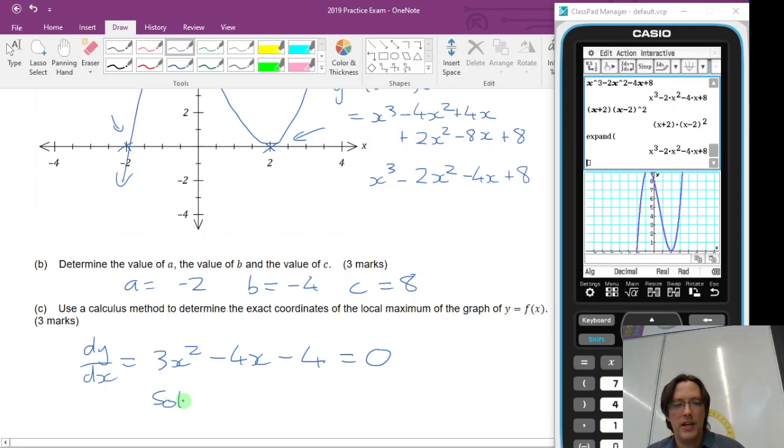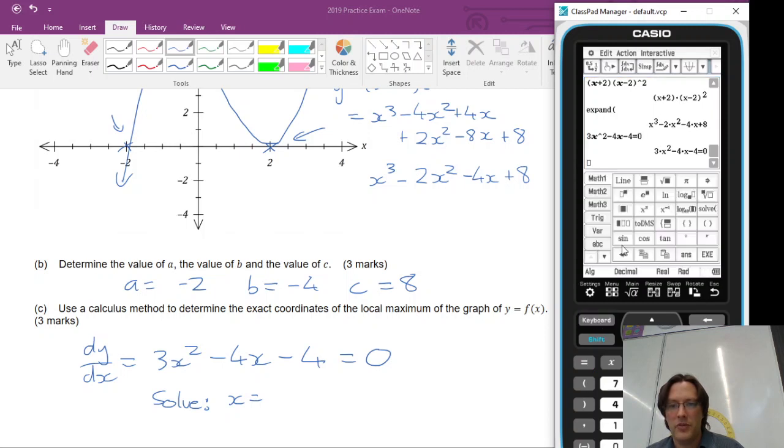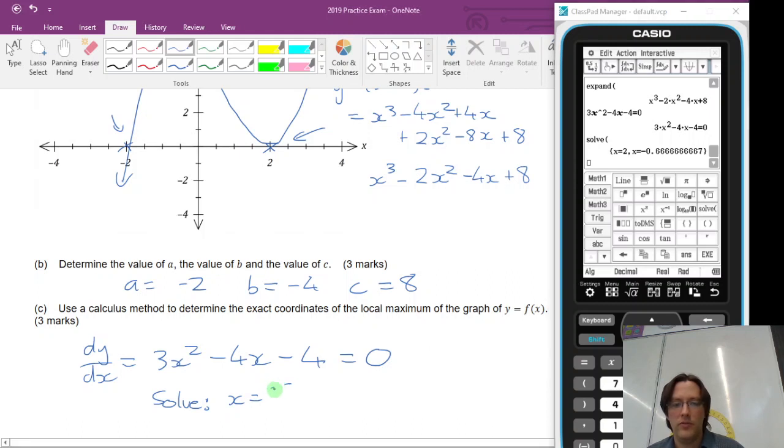And we're in calculator allowed, we solve that. So what are we? 3x squared, take 4x, take 4 equals 0. And we'll just do the solver. What if we've got x is 2, which is what we expect, and -0.667, or x equals -2/3. Because we don't need that one there.